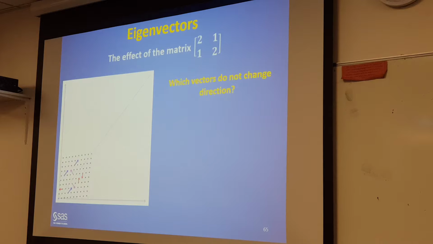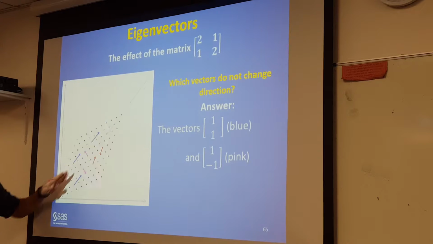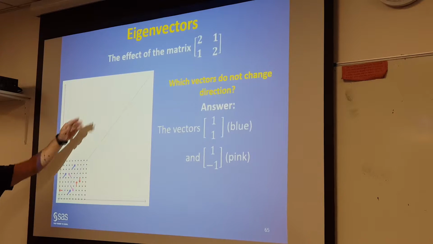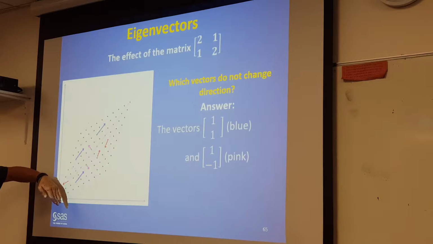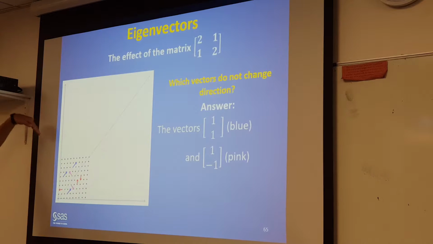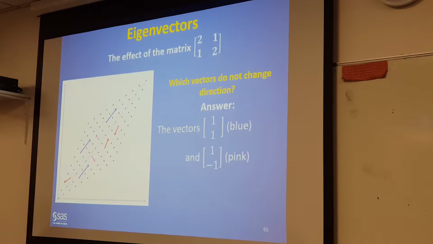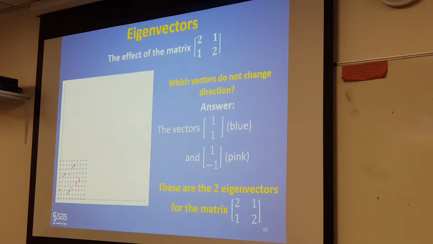Which vectors don't change? The answer is the blue vector, which is pointing in the 1, 1 direction, going that way. And the pink direction, which is 1, negative 1, or the inverse of that. It's the same vector going that way or that way. Those are in fact the two eigenvectors for the matrix 2, 1, 1, 2.